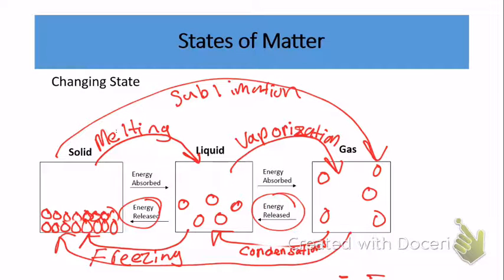Remember the key things here to understanding what a solid is, what a liquid is, and what a gas is: the relationship between the kinetic energy that these particles have and the force of attraction. The more kinetic energy particles have, the weaker the force of attraction the particles have. Therefore, the more freedom of movement that will exist between them.